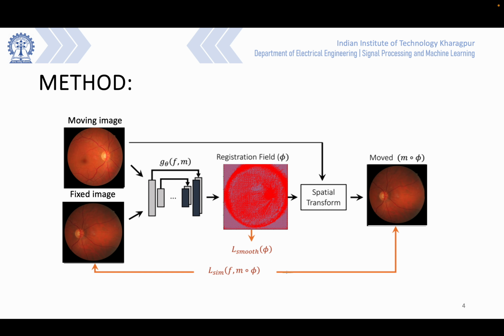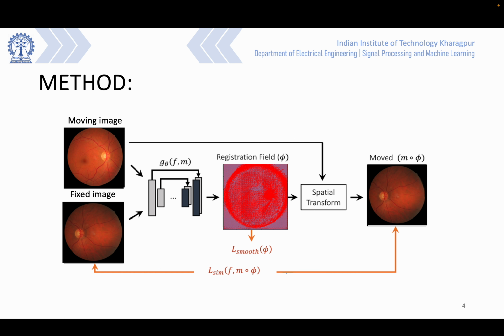This is the methodology which we are going to follow. Here you can see this is my moving image, this is my fixed image, this is my U-Net structure, or a neural network which we are going to train, and this is my registration field. The registration field here is a two-dimensional vector which uses a displacement in the x and y direction.